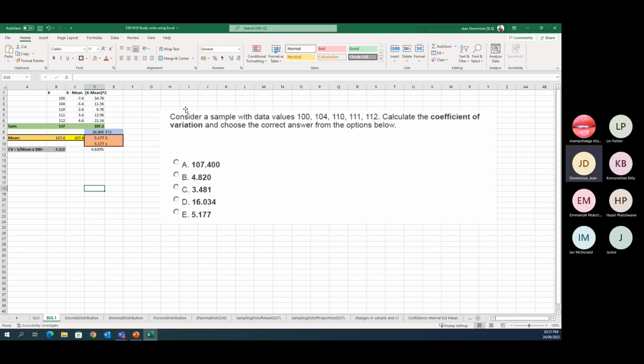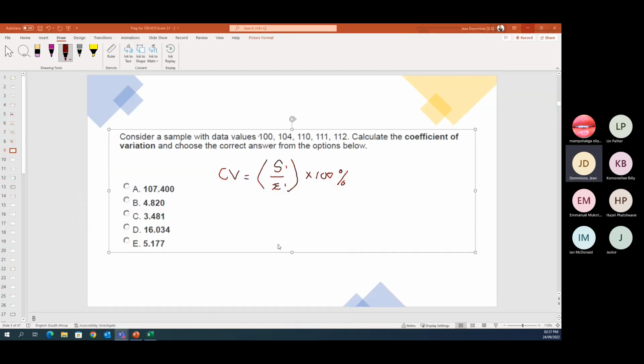Okay, so that is the coefficient of variation. And again, you would have seen there was the mean answer, there was the standard deviation. Probably if you did the standard deviation of a population, you will probably have gotten a 3.4.